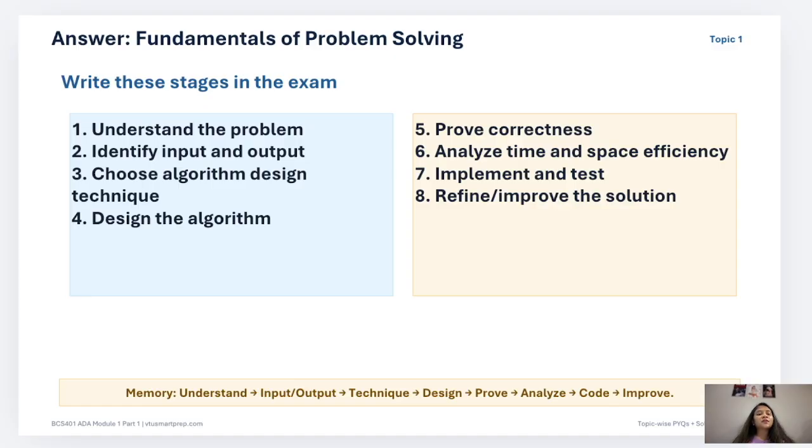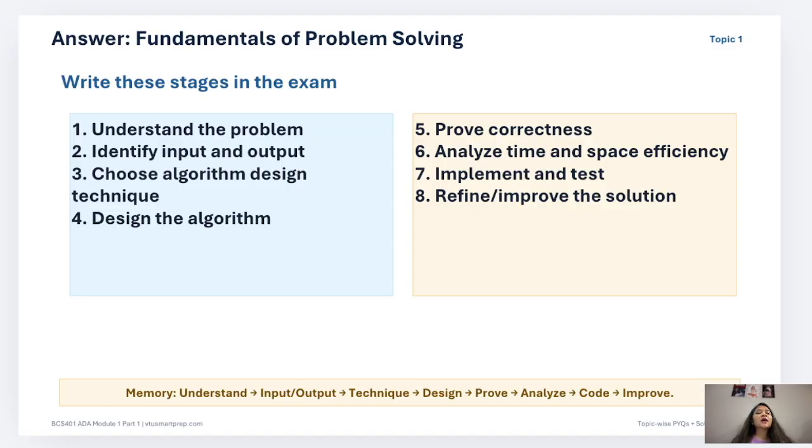And the fifth step is prove correctness. Here we check whether the algorithm gives the correct output for all valid inputs or not. The sixth step is analyze the time and space efficiency. This tells you how fast the algorithm is and how much memory it is going to use, right? And the seventh stage is implement and test. Here we convert the algorithm into a program and then we have to test it.